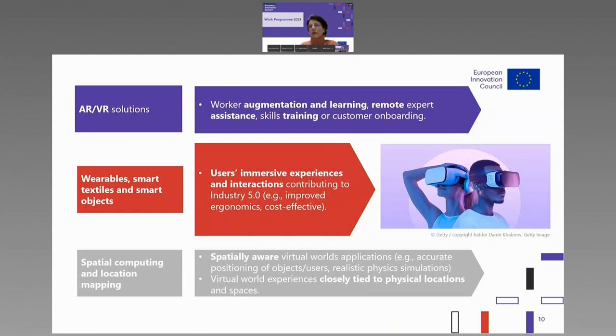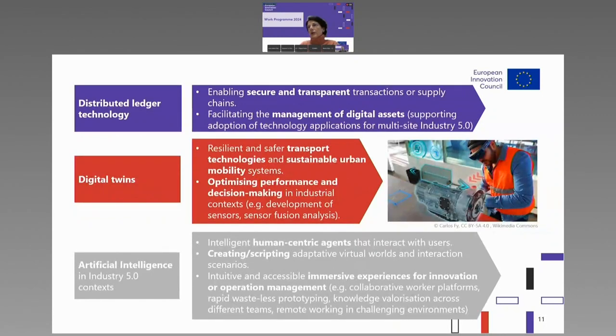You probably know much better than me what this challenge means. The other big strands that I would like to go through, though they are not exclusive, include distributed ledger technology. This means really the infrastructures and protocols that allow simultaneous access and validation, to enable secure and transparent transactions and to facilitate the management of digital assets in and across virtual worlds, or also in relation to physical assets, for instance, in order to support adoption of these technologies in a multi-site kind of Industry 5.0. Those are the kind of things that we would like to see in the challenge.